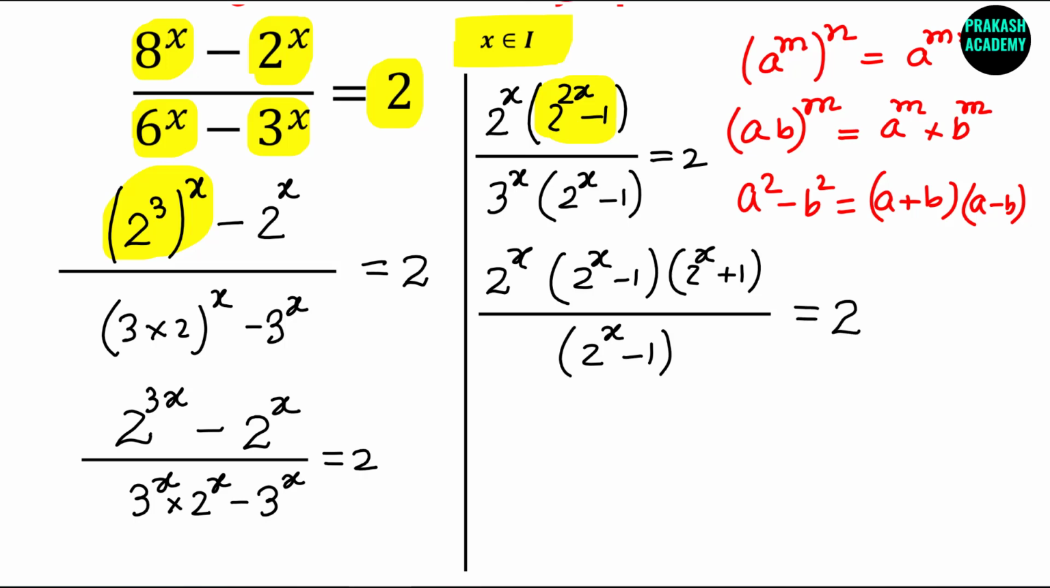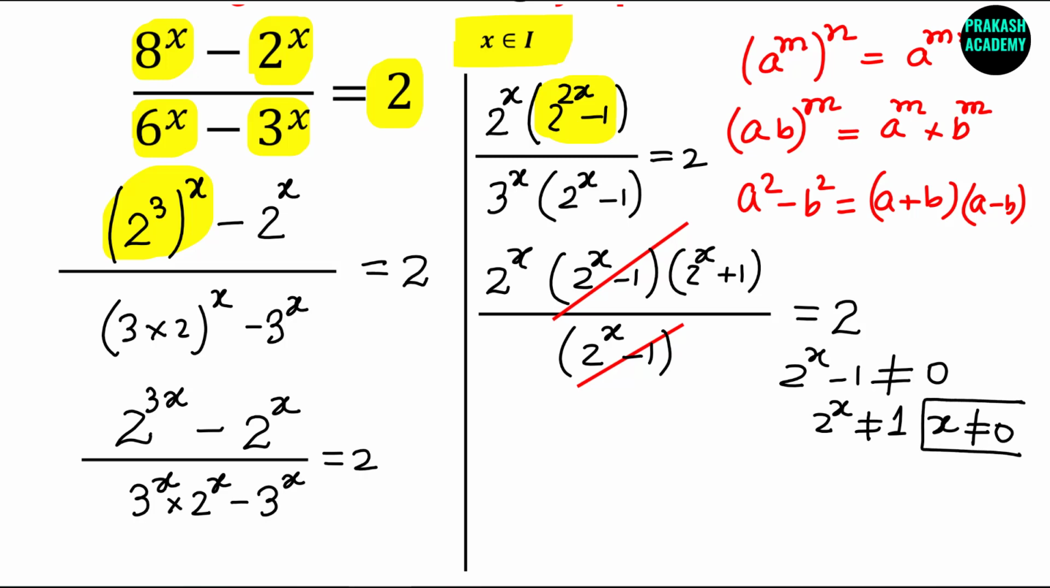Now I can cancel these two things, provided that 2^x minus 1 is not equal to 0, only then can I cancel. This means 2^x is not equal to 1, because this is equal to 0 if you take 1 that side. This means x is not equal to 0. So we have a condition that x is not equal to 0.